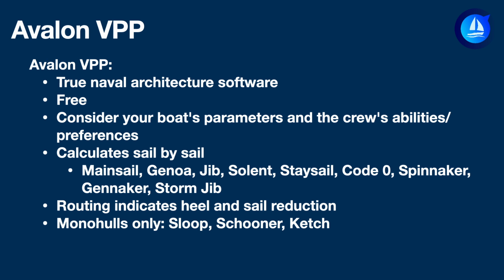This will allow you to calculate a polar for any sail combination, whether it's the mainsail, the genoa, the jib, the solent, the code 0, spinnaker, genaker, and so on. And you can create as many of them as you wish. What's more, when you calculate your route, it will indicate for each waypoint the heeling angle as well as the recommended sail reduction to stay within the authorized heeling limit.